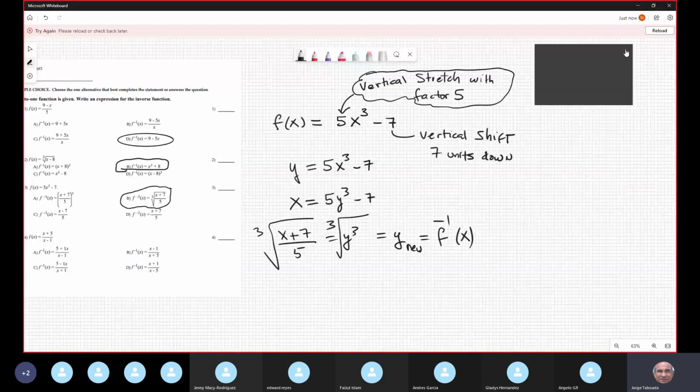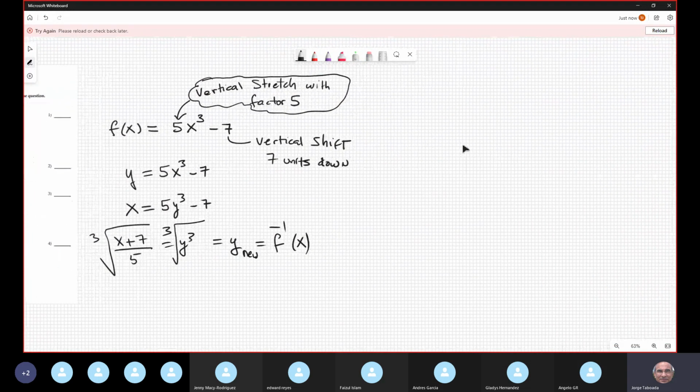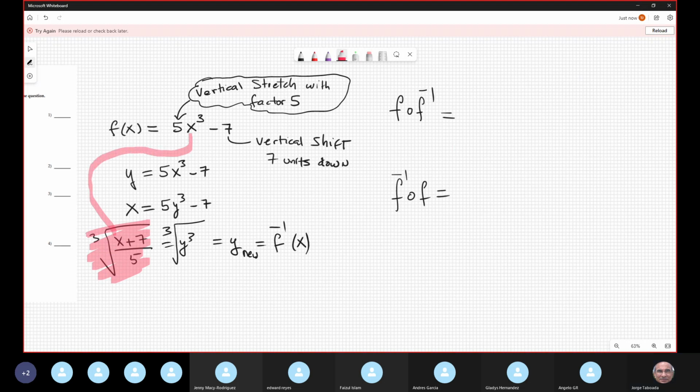Whiteboard. You see the whiteboard? As always. Yes. Okay, we are doing now F composition F inverse, and F inverse composition F. What does composition mean? You take, for example, this function, and you replace it here. So I copy in this order.